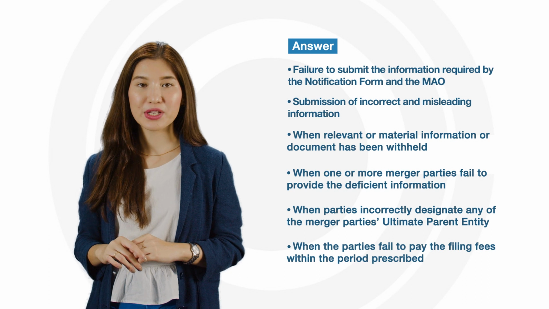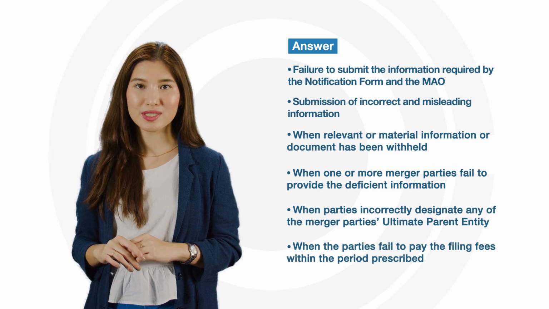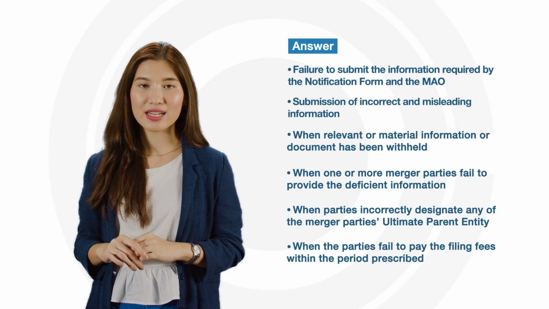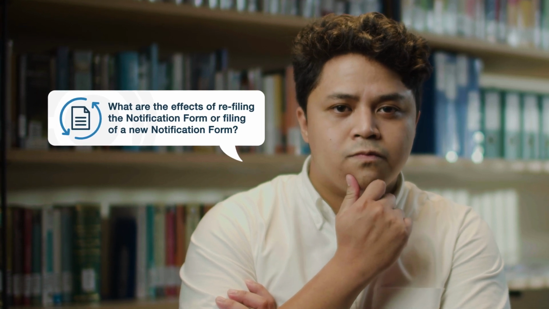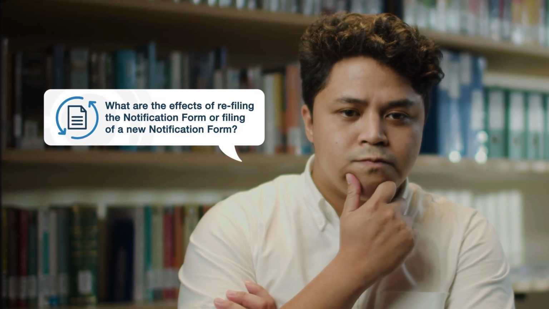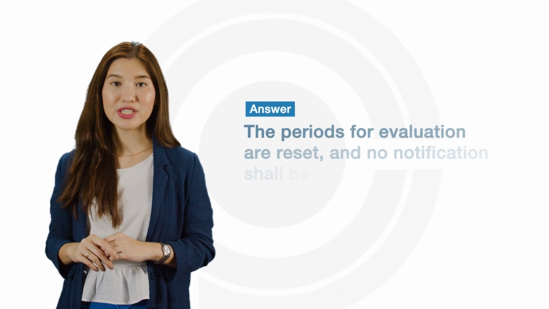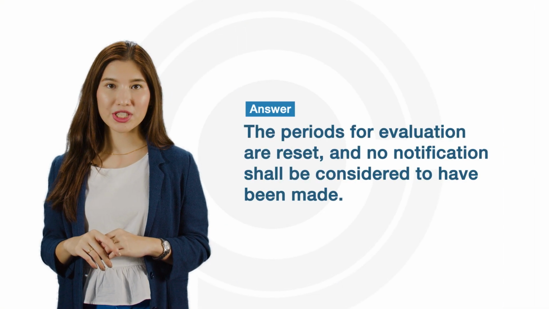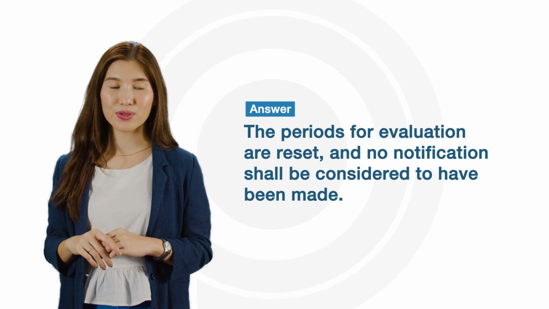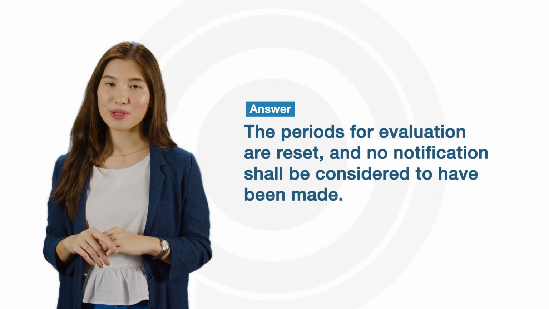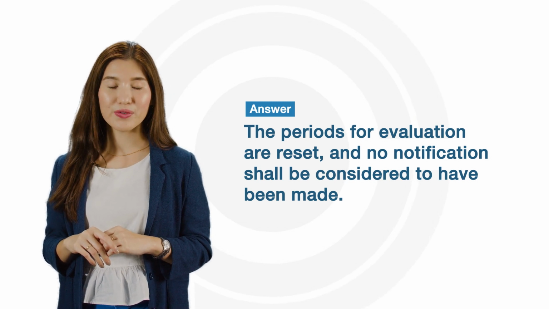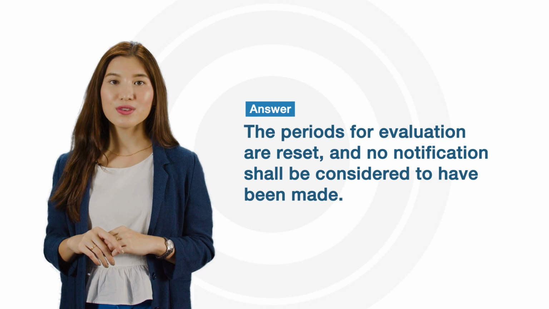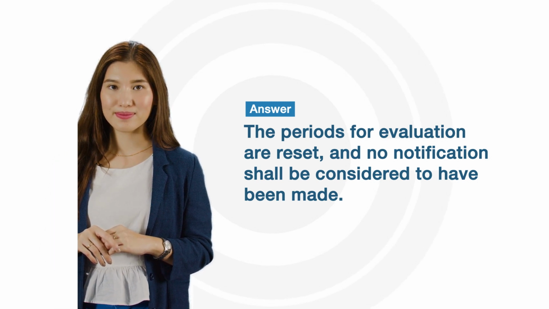The merger parties may refile their corrected and complete forms at any time prior to any acts of consummation of their merger. What are the effects of refiling the notification form or filing of a new notification form? The periods for evaluation are reset. So, the proposed merger or acquisition will again have to go through the 15-day sufficiency determination stage, 30-day Phase 1 review, and 60-day Phase 2 review. Moreover, filing fees must be paid anew.